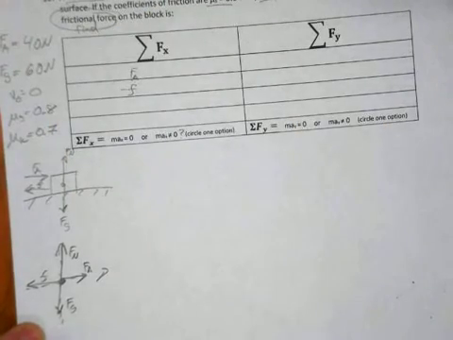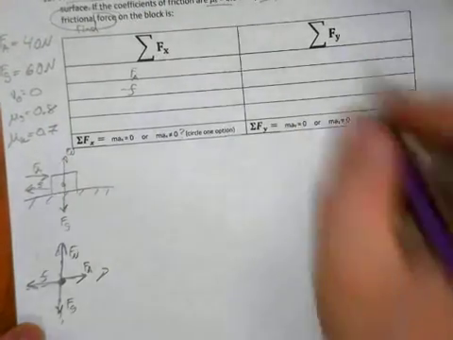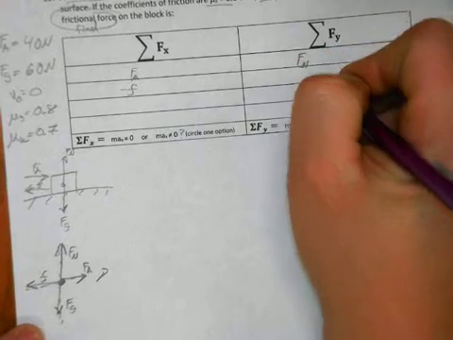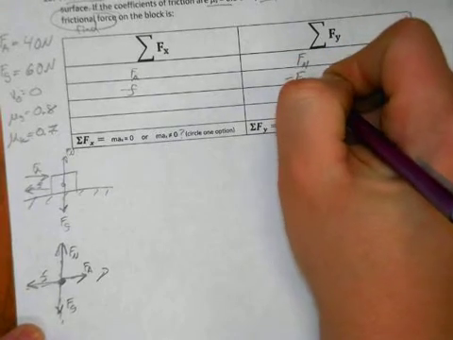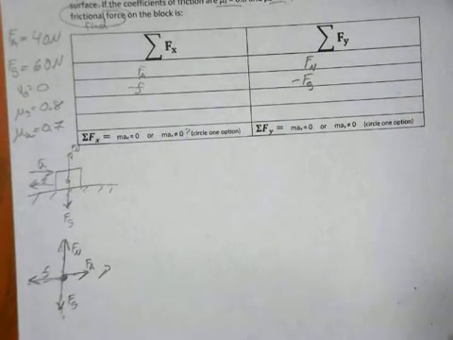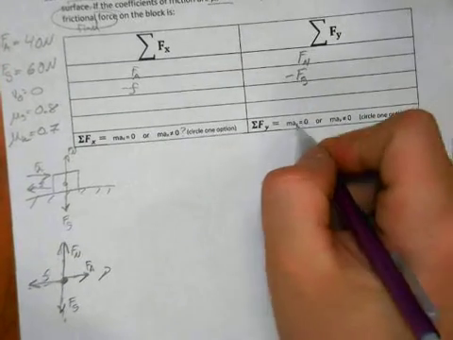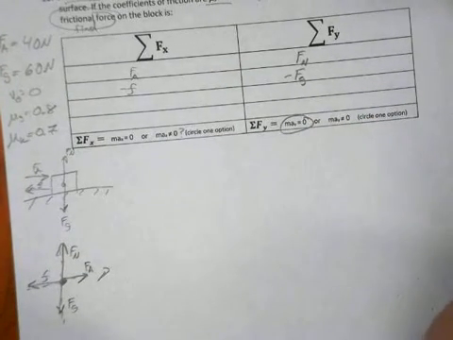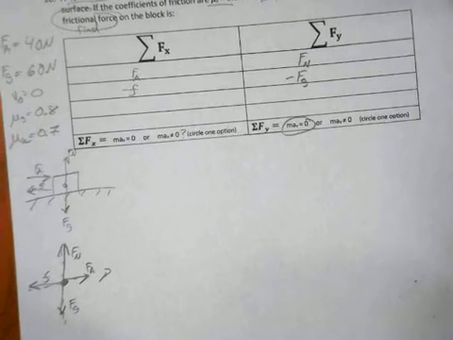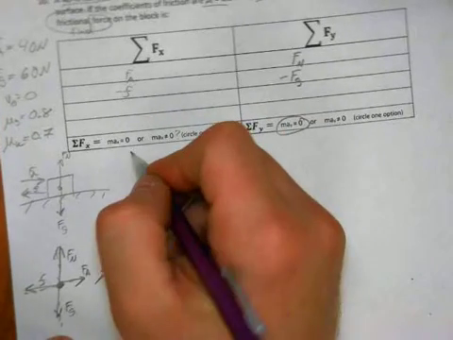But in order to do that, you're going to have to see if it accelerates or not. So in the y direction, we have the normal force and we have negative force of gravity. All right? And does that sum to 0? Yes, it does, because the object is not sinking or levitating, so all forces have to balance out.